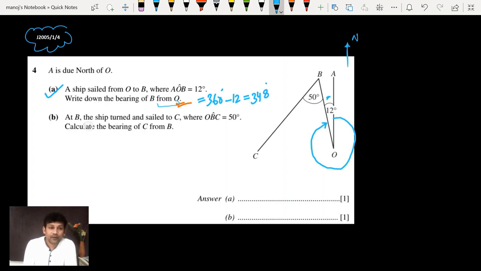Okay, part B, like we required, calculate the bearing of C from B. B should have north, which means I have to draw north at point B. 50 will not divide into two equal parts, please. It will divide but not equally. I will draw a circle. This is my first property. Drawing a circle at point B is very important.